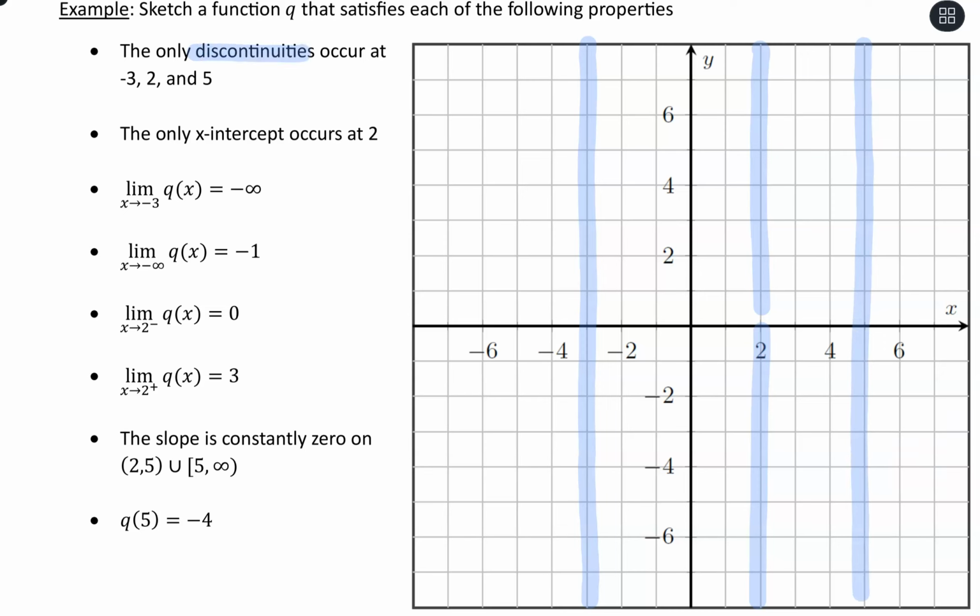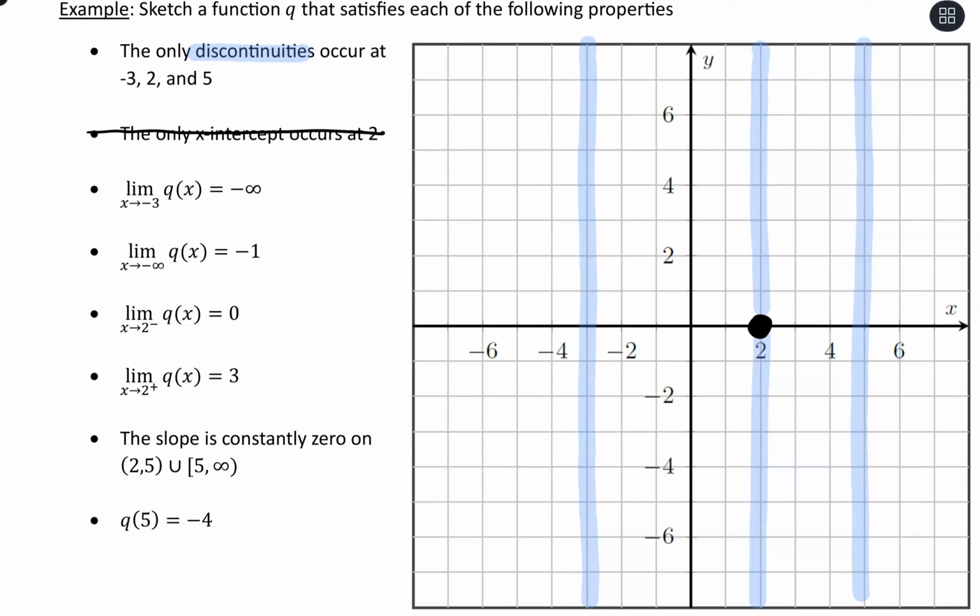The only x-intercept occurs at +2. So, x-intercept at +2, so I know I have a defined coordinate right there. That's telling me we're probably going to have a jump, or it could be a removable discontinuity, but having that coordinate graphed, we're done with that one.